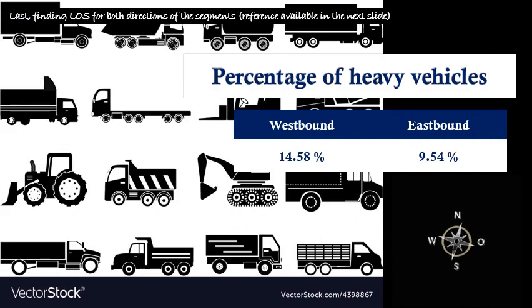In the third and final phase, the peak hour traffic for both directions was manually counted in 10-minute intervals with 5-minute breaks. These values were expanded to find the 15-minute flow, and then the peak hour factor for each direction was calculated. The percentage of heavy vehicles was 9.54 for the eastbound direction and 14.58 for the westbound direction.